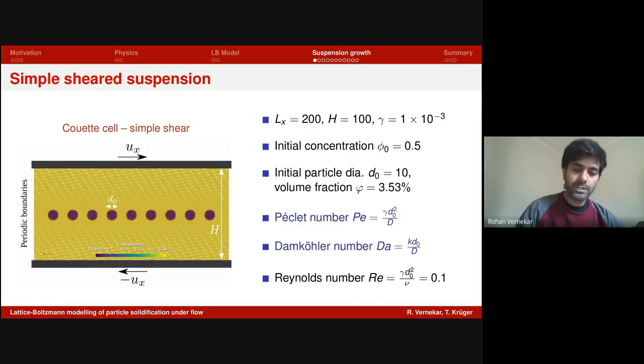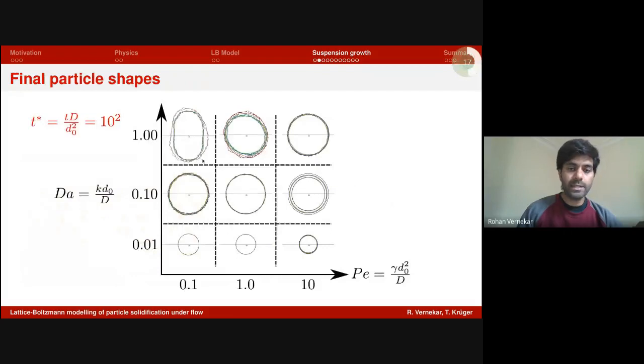And after running simulations, what we get is a picture like this. These are a set of 9 simulations. On the x-axis, I'm varying the Peclet number, and on the y-axis, I'm varying the Damkohler number over 2 orders of magnitude, as I said before. And in each of these boxes, I have overlaid the final shapes of the particles after a certain non-dimensional time, after all the solute is consumed.